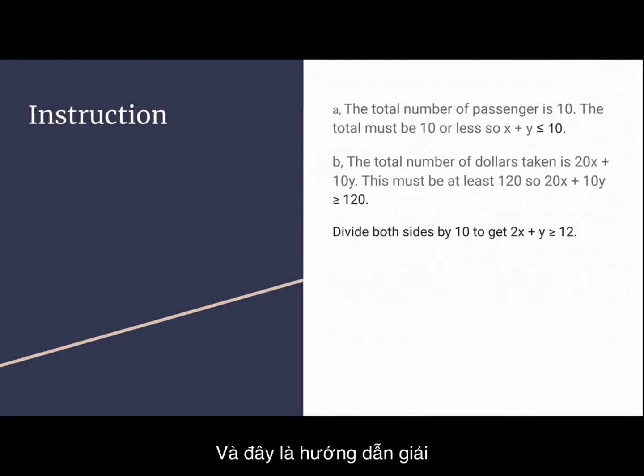So here's the solution. A. The total number of passengers is 10. The total must be 10 or less, so X plus Y must be less than or equal to 10. For B, the total number of dollars taken is 20X plus 10Y, and this must be at least 120, so 20X plus 10Y must be greater than or equal to 120. Divide both sides by 10 to get 2X plus Y is greater than or equal to 12.